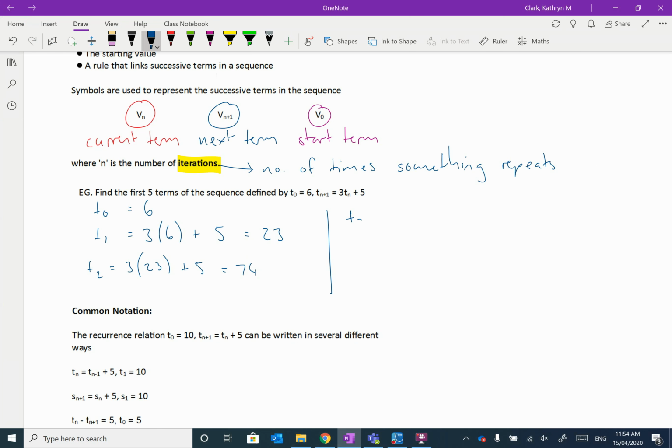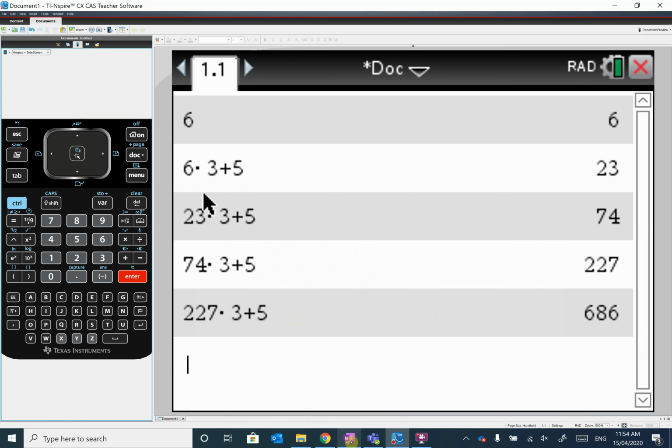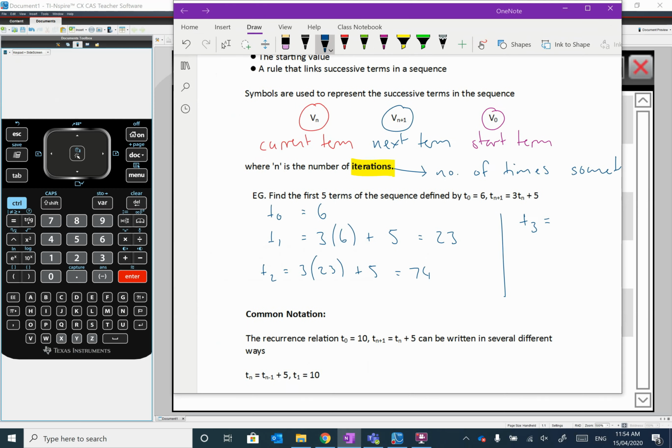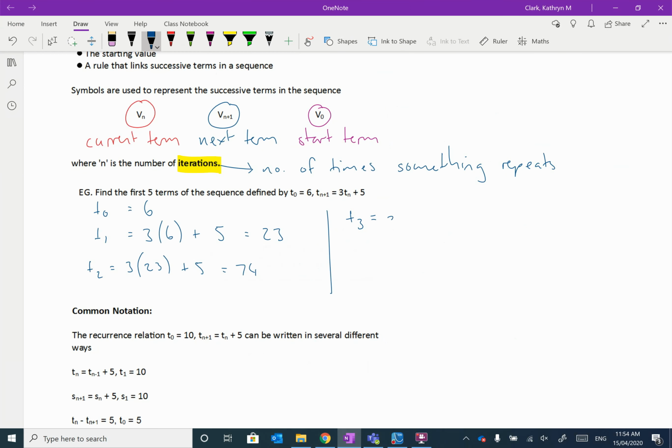T3 is equal to 227. T4 is equal to 686. Now you can see here, even though I've got T4, I've actually got a total of 5 terms because we include T0 as part of our count. So we got 5 terms in total.